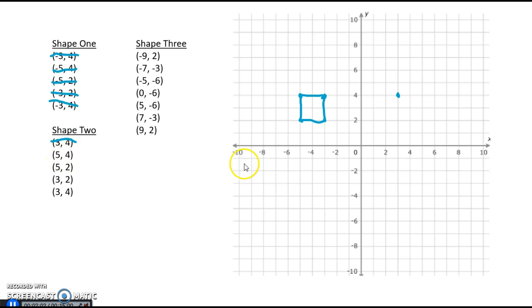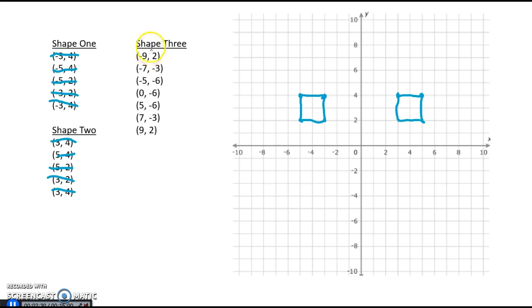So the next one tells me 5, 4. So I'm going to go right 5 and up 4. Now I can connect these two dots. Okay, next one is 5, 2. Connect those dots. Then it is 3, 2. Connect those dots. And then the last one is 3, 4. Okay, we're done with that shape.